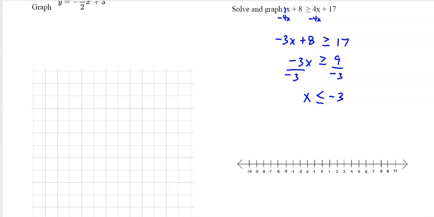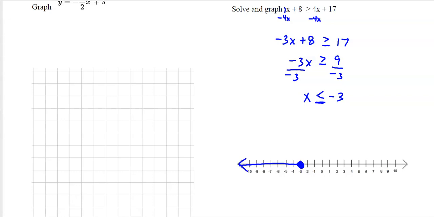So x has to be smaller than negative 3. So here's that. X has to be less than or equal to. It's because of this bar right here, I got to shade that in.